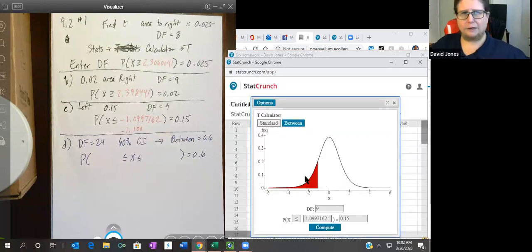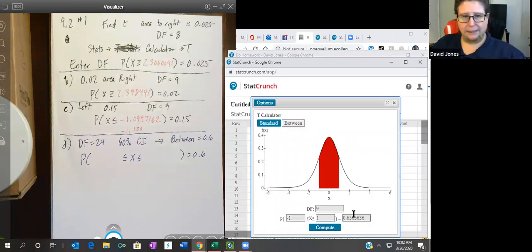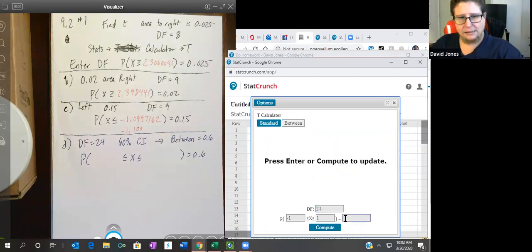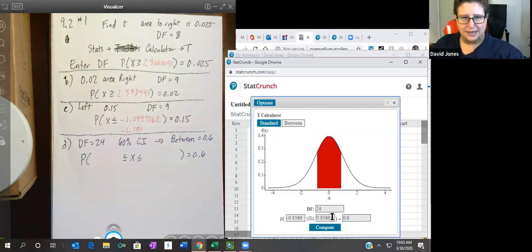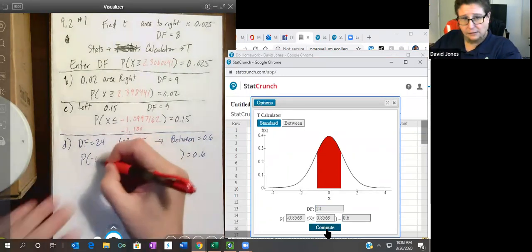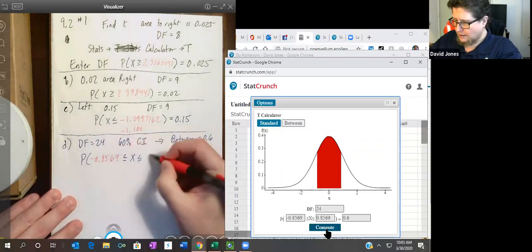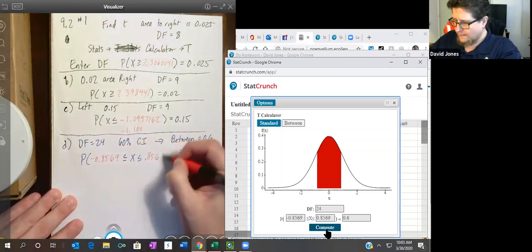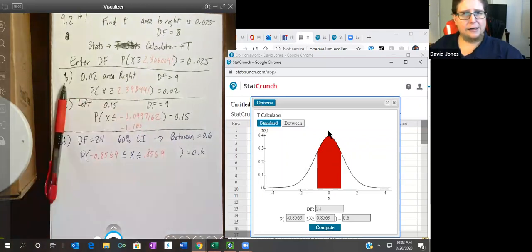Because a confidence interval represents the middle area, and we want degrees of freedom of 24 and 0.6. And notice the values are the same. They should be. That's the symmetry part they were talking about. Not sure how many decimal places they're going to ask for, but click on between. This is when we're doing the confidence interval portion.